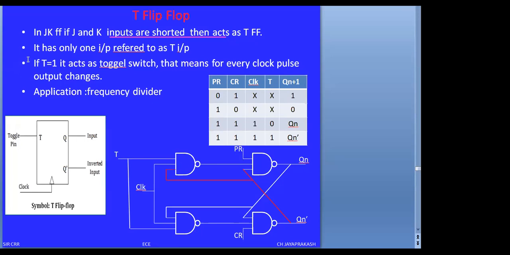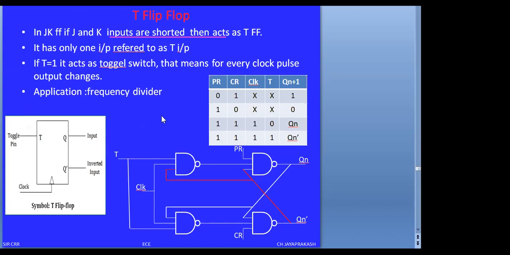You can observe it has only one input, referred to as the T input. That is working for T equals 0 and T equals 1. If T equals 1, it acts as a toggle switch. This means for every clock pulse, the output toggles, changing its value. We have an application here: it is used as a frequency divider. We will discuss what a frequency divider is.